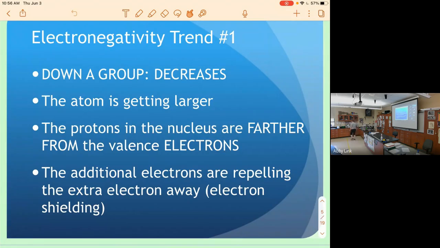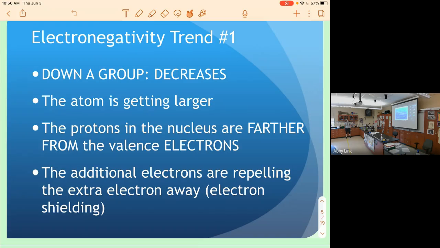All right, so we got two trends. You knew it was coming, right? Your first trend is going down a group. From top to bottom, your electronegativity is going to decrease. This is the same trend as ionization energy, which can help you remember that. Not that I'm going to ask you to memorize anything, but electronegativity decreases down a group.